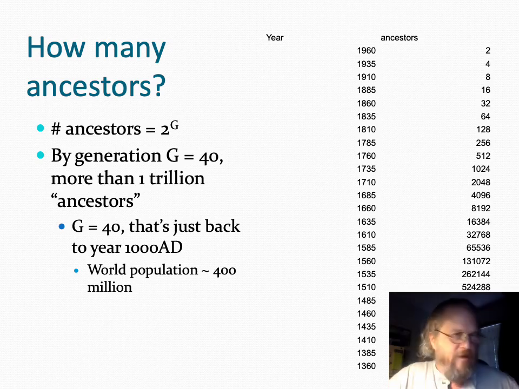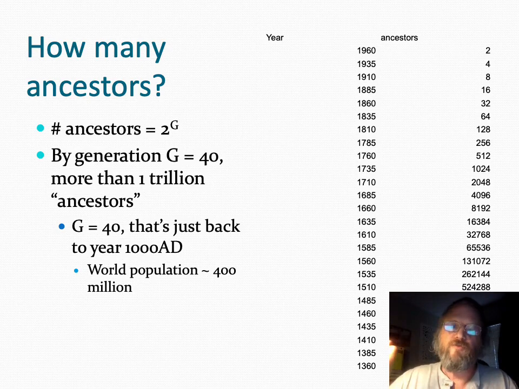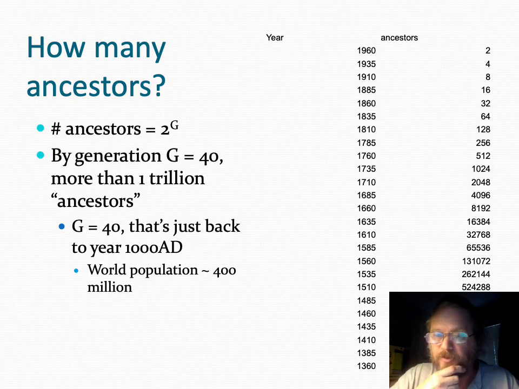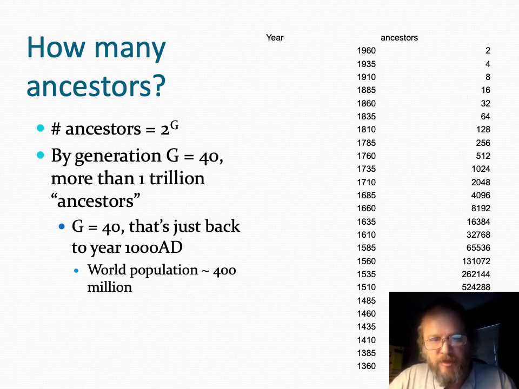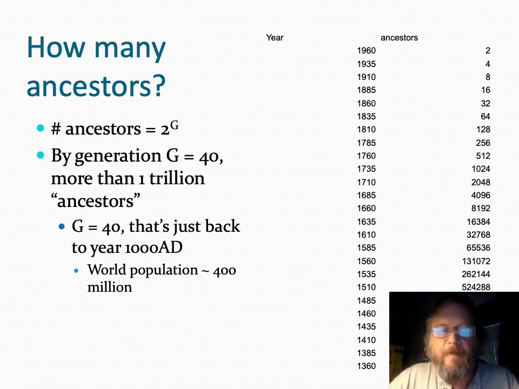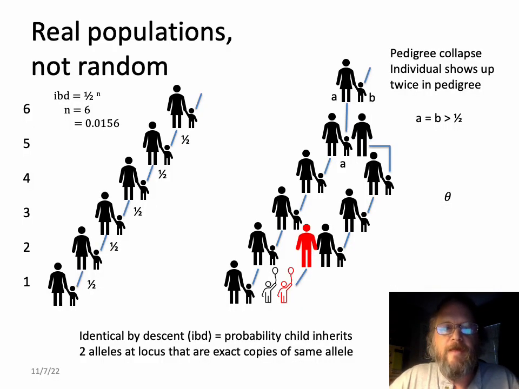So you should immediately go, that's impossible. In the history of the world, there hasn't been 1 trillion people. The world population back in 1000 AD was about 400 million, for example. So what happened? How did this thing blow up to be something completely unrealistic? Well, the assumption is an infinite population model, and that's clearly not right. Real populations are not random.